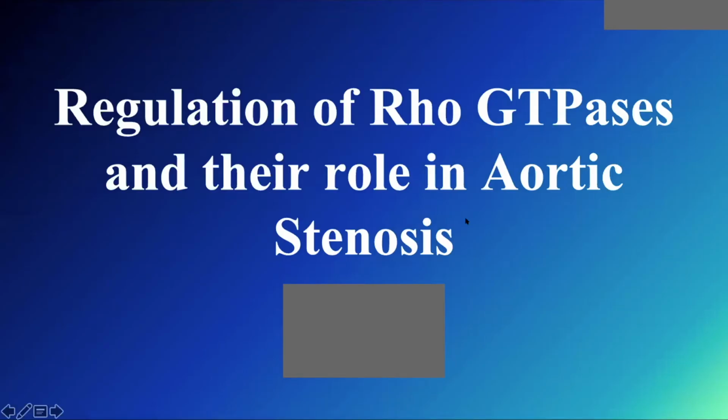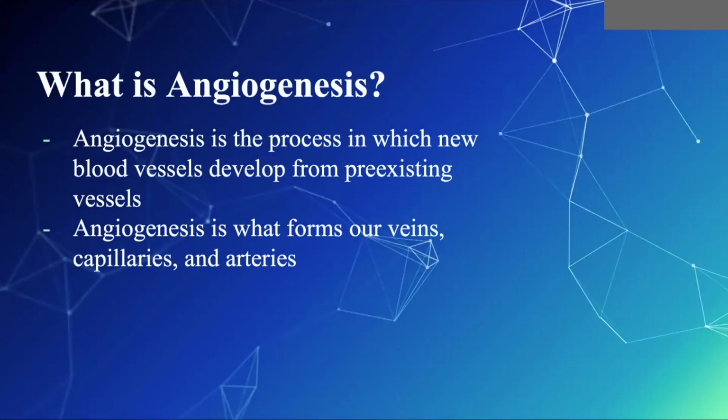Thank you. So today I'm going to be talking about the regulation of Rho GTPases and their role in aortic stenosis. So first off, I'm just going to define a few terms. What is angiogenesis? Angiogenesis is the process in which new blood vessels develop from pre-existing vessels, and it's what forms our veins, capillaries, and arteries.